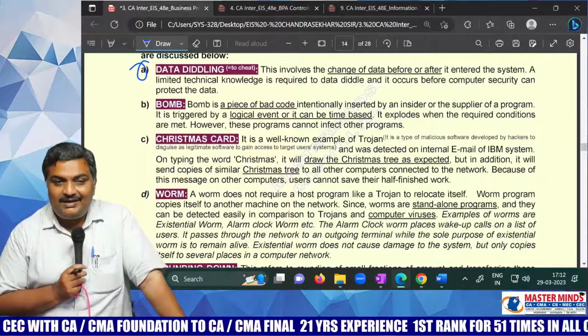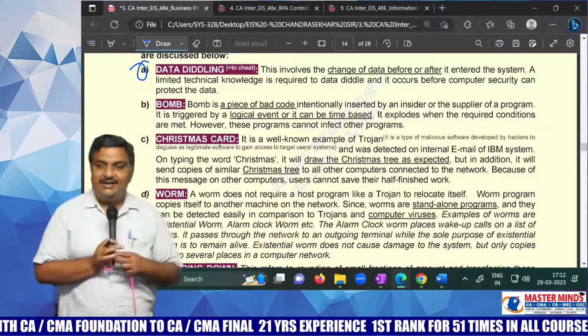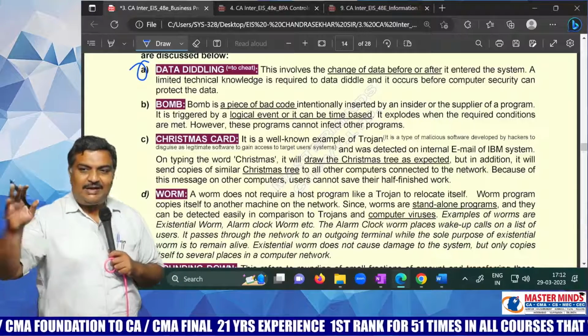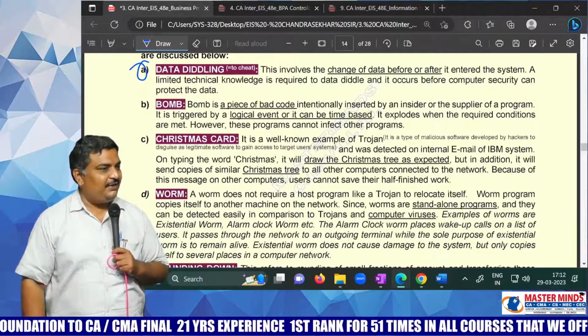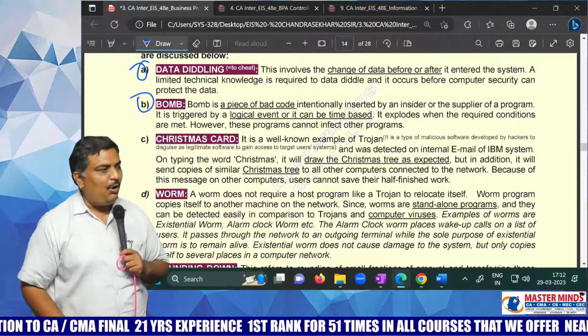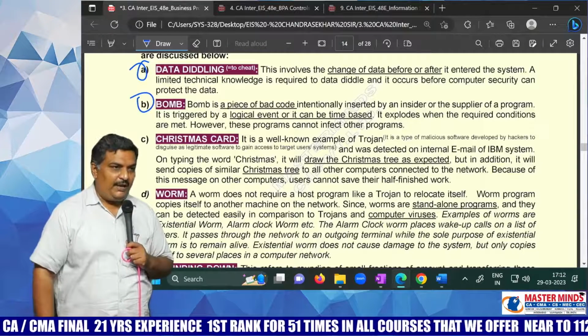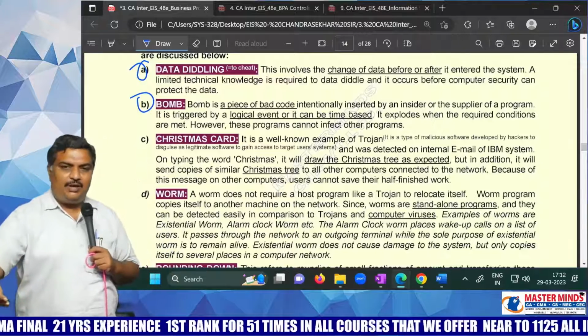I am not doing anything. So that is another meaning of the word data diddling. Data diddling means modifying the data when you are entering the data. And what is a bomb? Bomb here is a software that will be there in my computer.